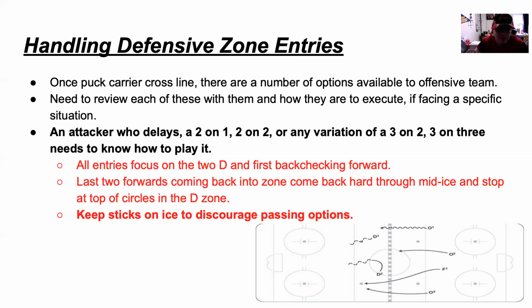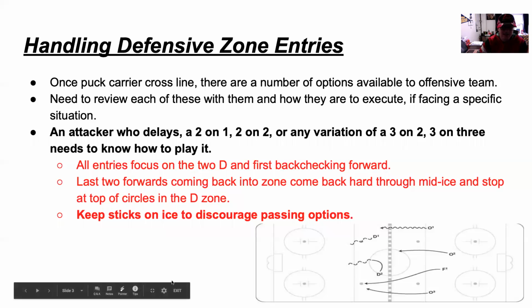An attacker who delays a 2-on-1, a 2-on-2, or any variation of a 3-on-2, a 3-on-3 needs to know how to play it. And all entries focus on the 2D and first back checking forward. Last 2 forwards coming back into the zone, come back hard through mid-ice and stop at the top of the circles in the D zone. They keep their sticks on the ice to discourage passing options.